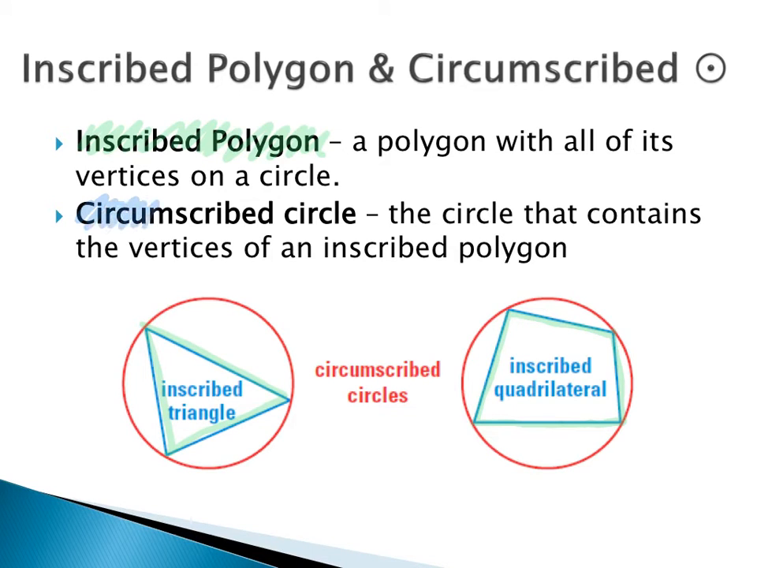The circle is said to be circumscribed. So we say the circle is circumscribed about the polygon.